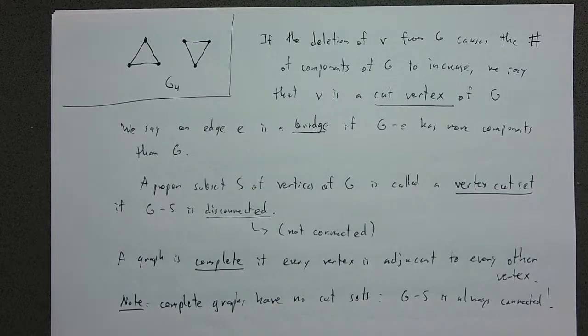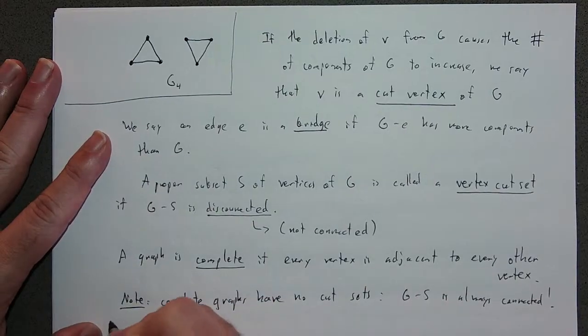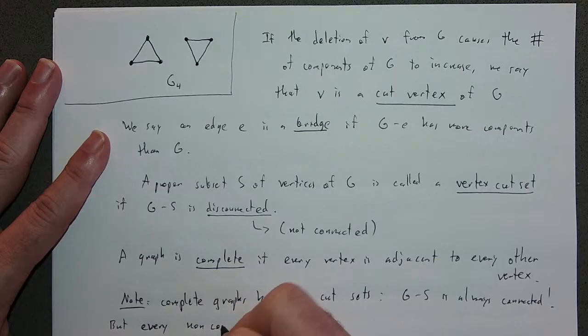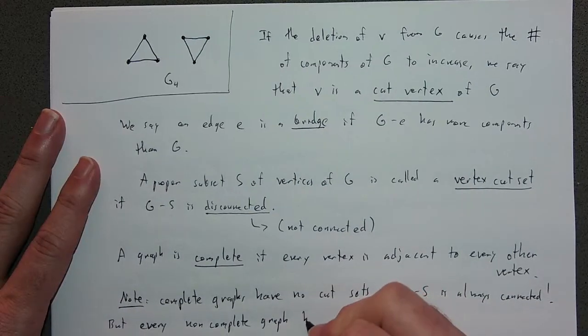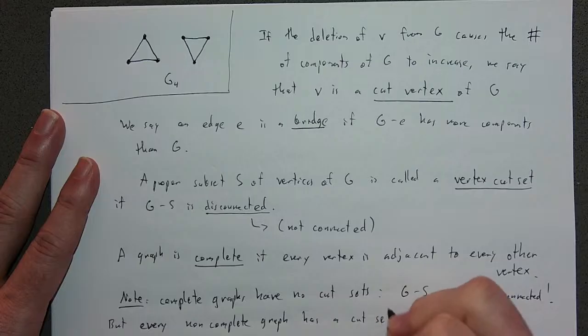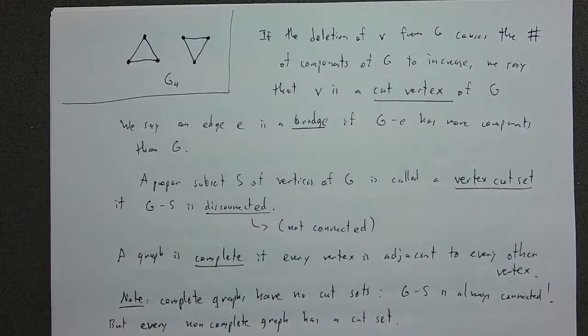So the other thing to say, but every non-complete graph, that is any graph that has at least two vertices that are not adjacent to one another, every non-complete graph has some cut set. It makes sense then to talk about the size of this cut set, right? That is, thinking about how large this cut set is. This is going to lead us to the notion of the connectivity of G.